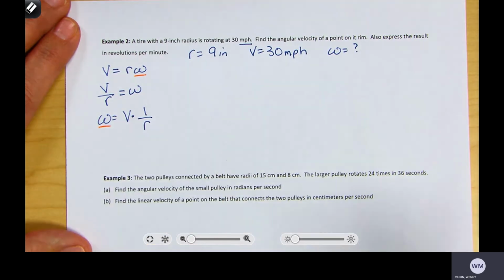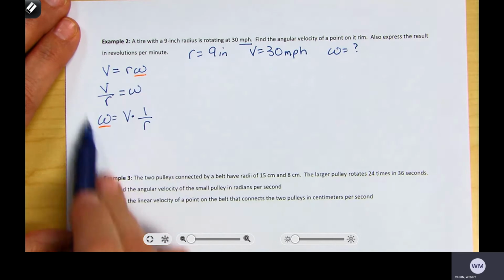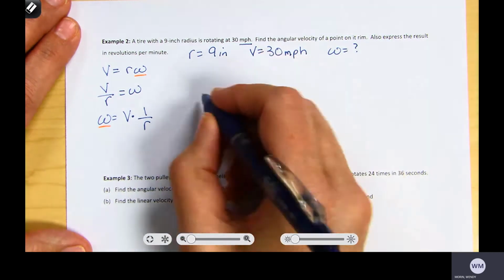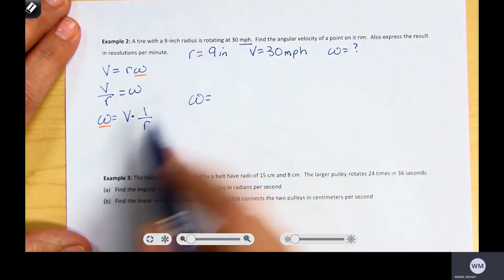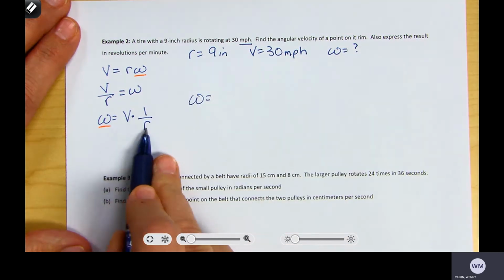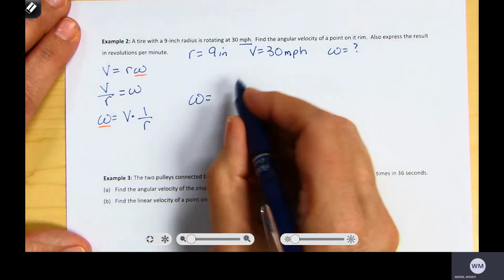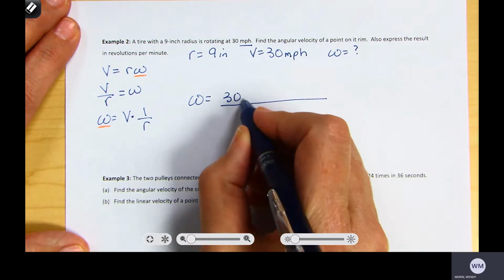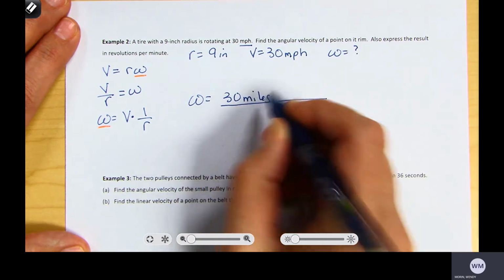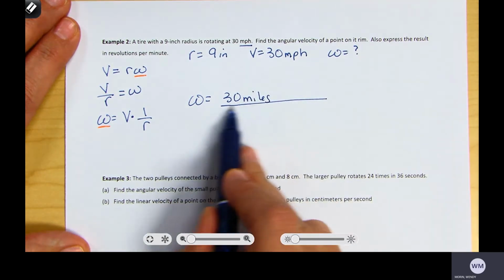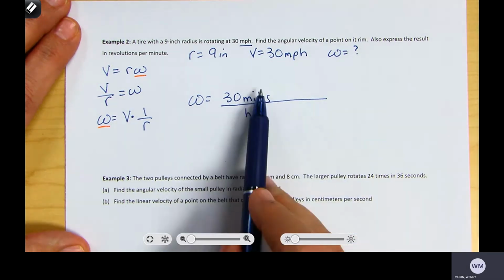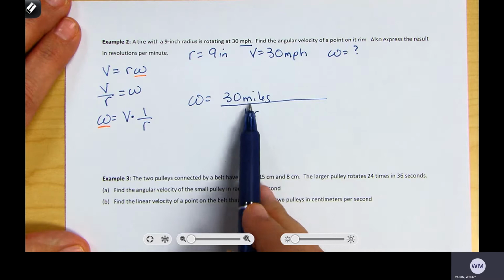So now that you have all the information written down and the equation rearranged, you're going to put everything into the bridge. So the angular velocity is this times this. We're going to start with our linear velocity. And again, we're not going to write mph. We're going to do miles, and then this is our fraction bar, per hour. You're not going to have a fraction up here. Miles per hour.